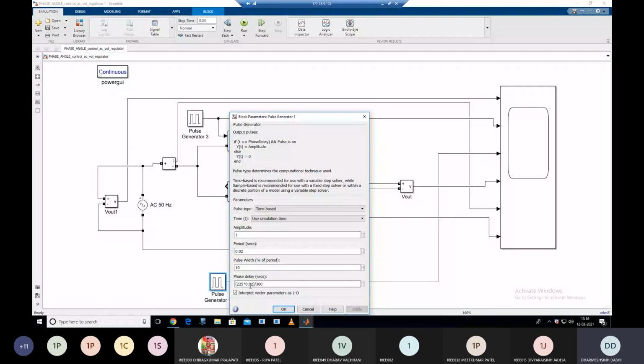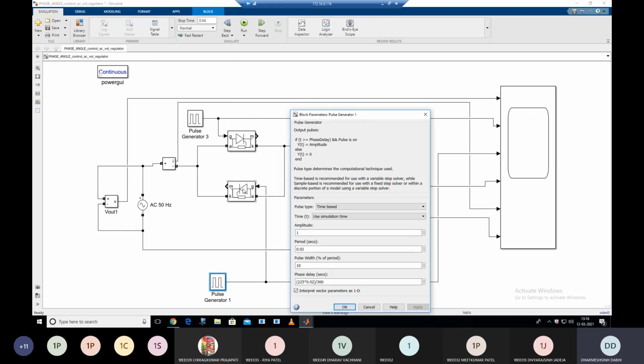Same way for thyristor number 2, the gate pulse is applied to thyristor number 2. So what is the phase delay? Pi plus alpha. Firing angle remains the same, 45 degree, but after the zero crossing of the positive cycle, when the negative cycle starts at 180 degree, from that point I will calculate the firing angle delay. So 180 plus 45 is 225. It means I apply the gate pulse to thyristor T2 at pi plus alpha, here 225 degree. So convert this 225 into time.